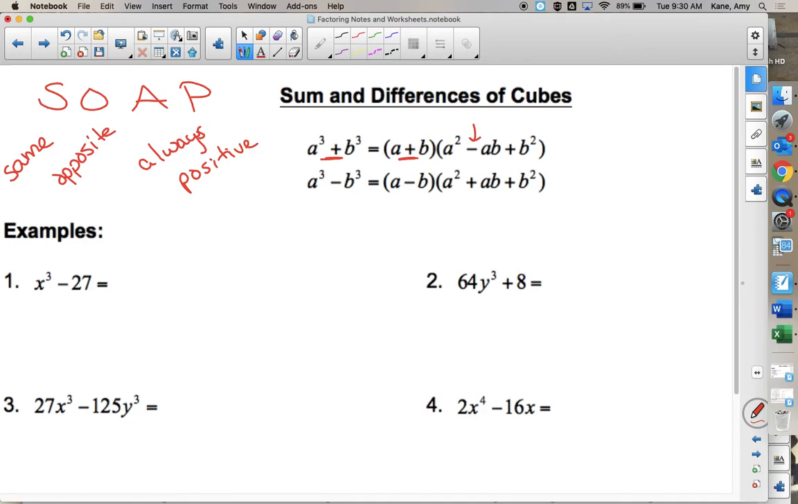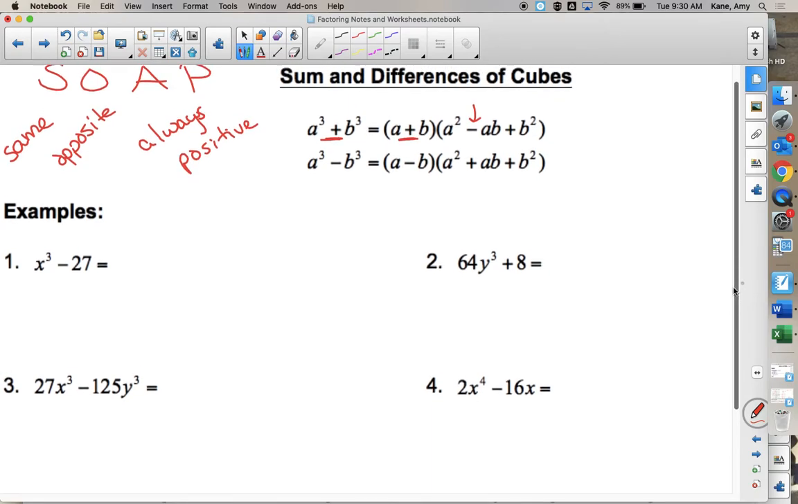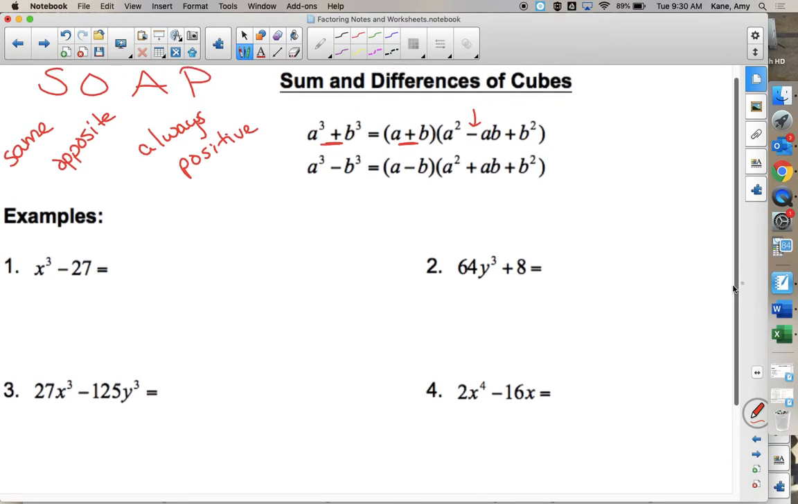So they have to be cubes, number 1. This is the cube formula, sum and difference. So if you look at x cubed minus 27, is 27 a perfect cube? Yes, it is. So you need to take the cube root of each of those because that's actually what your A and B represent. Josh, what is the cube root of x cubed? X. And the cube root of 27 is? 3. So the A term is just x, the B term is just 3.